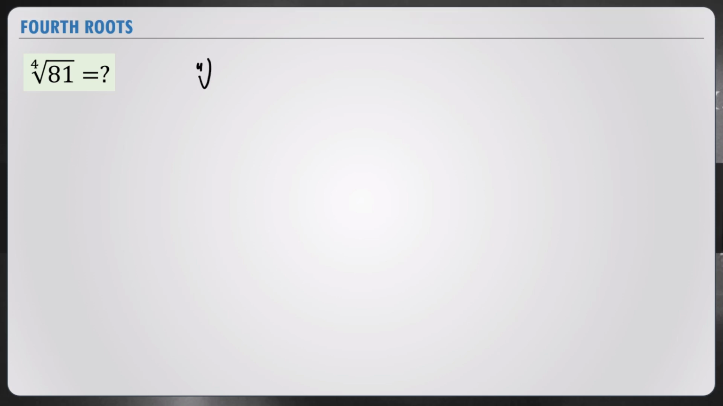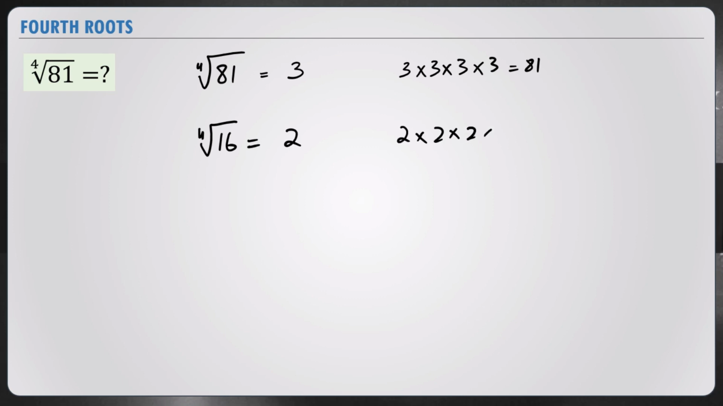The fourth root of 81. We know the fourth root of 81 is equal to 3 only because 3 into 3 into 3 into 3, a number multiplied by itself 4 times, gave me 81. We know the fourth root of 16 is equal to 2 only because a number multiplied 4 times by itself gave me 16. That's very simple.